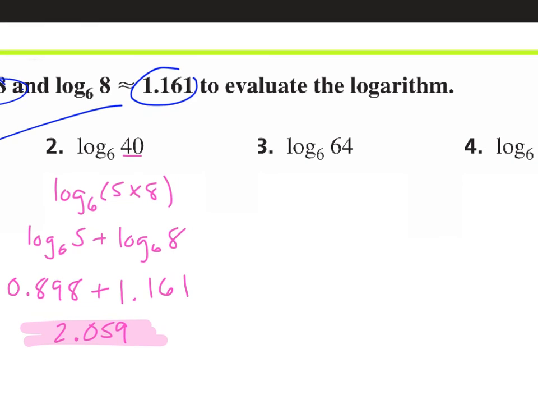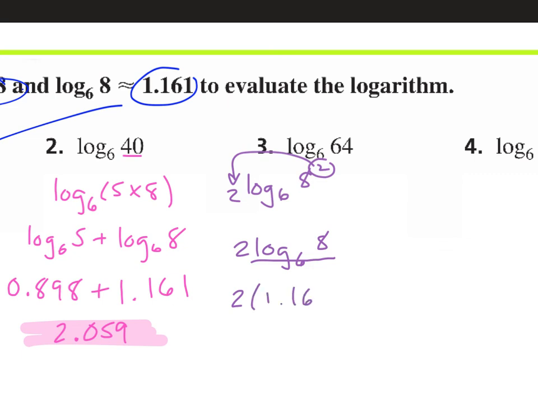How can we make 64 look like an 8 or a 5? 8 times 8, or 8 squared. So this would be log base 6 of 8 squared. What do we do with that exponent? Bring it to the front. So this is 2 log base 6 of 8. What is log base 6 of 8? 1.161. So we just have to multiply that times 2. What do we get? 2.322. Perfect.